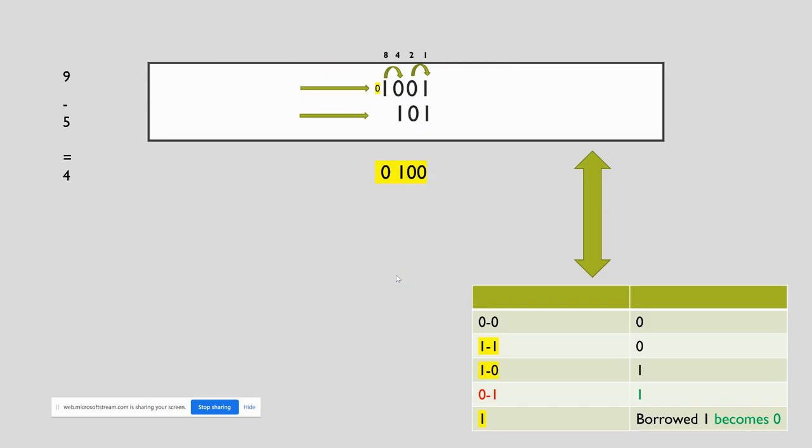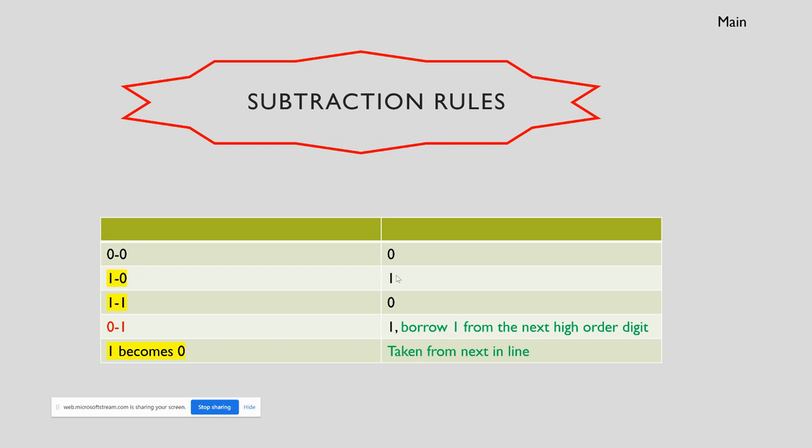Now let's have a look at the subtractions. Subtraction rules are just like the addition. Once we reach certain digits, the rules change or new rules apply, which we're going to have a look at here. So 0 minus 0 is 0. 1 minus 0 is 1. 1 minus 1, we have 0.